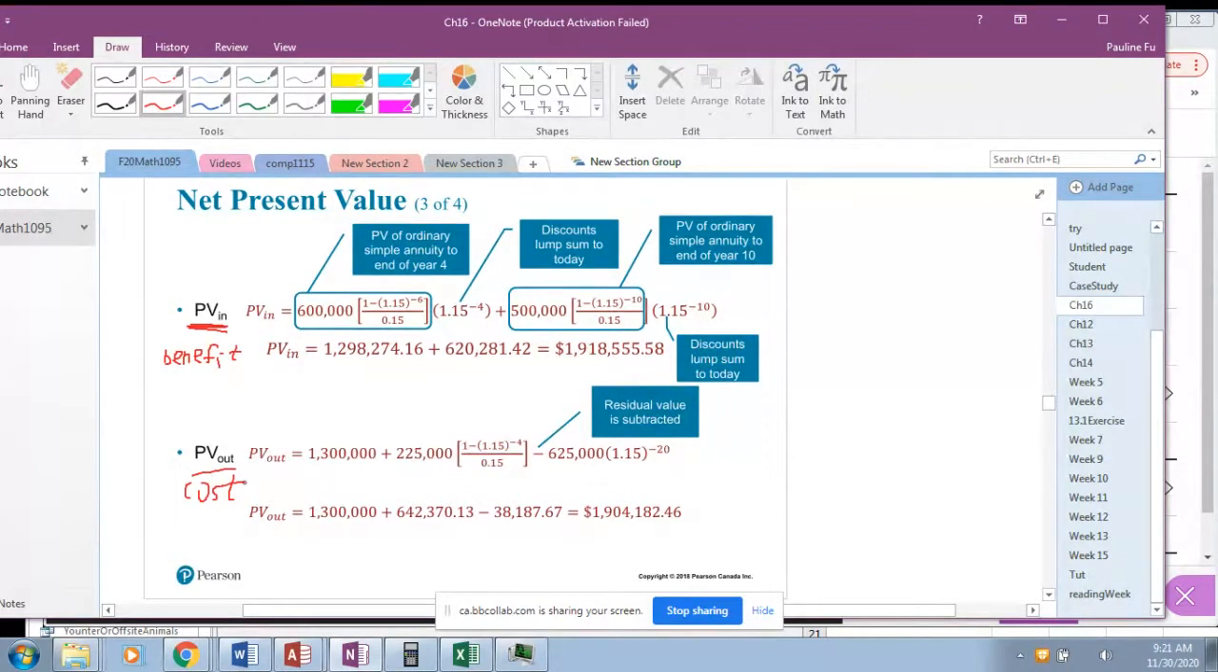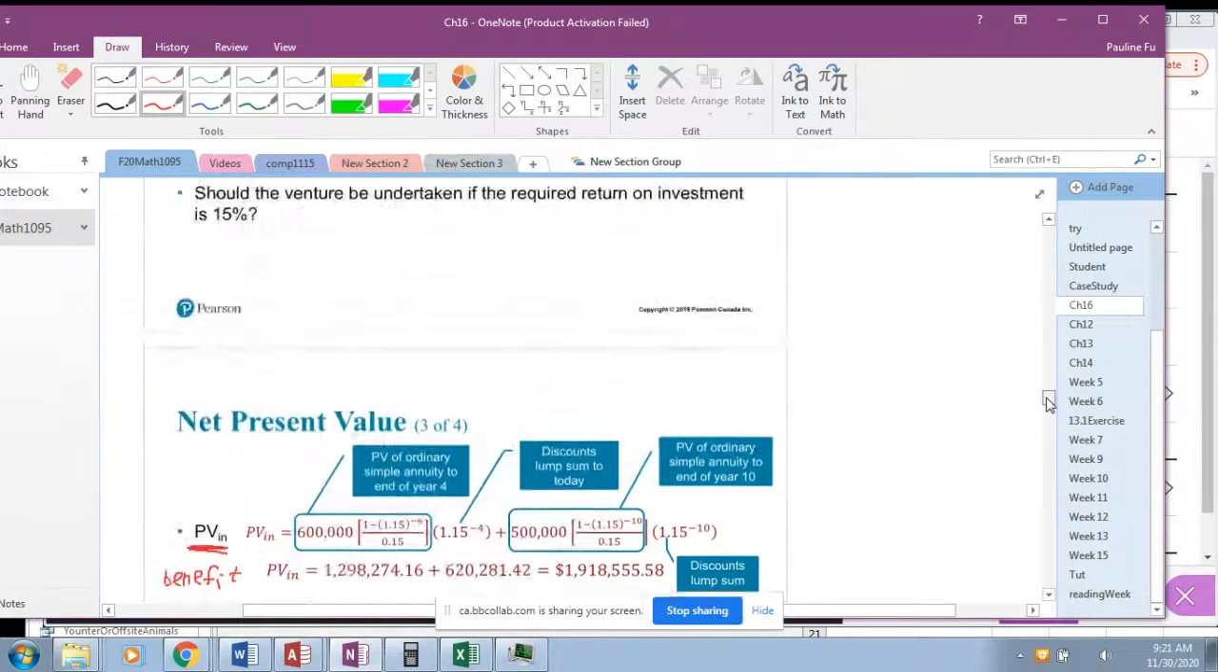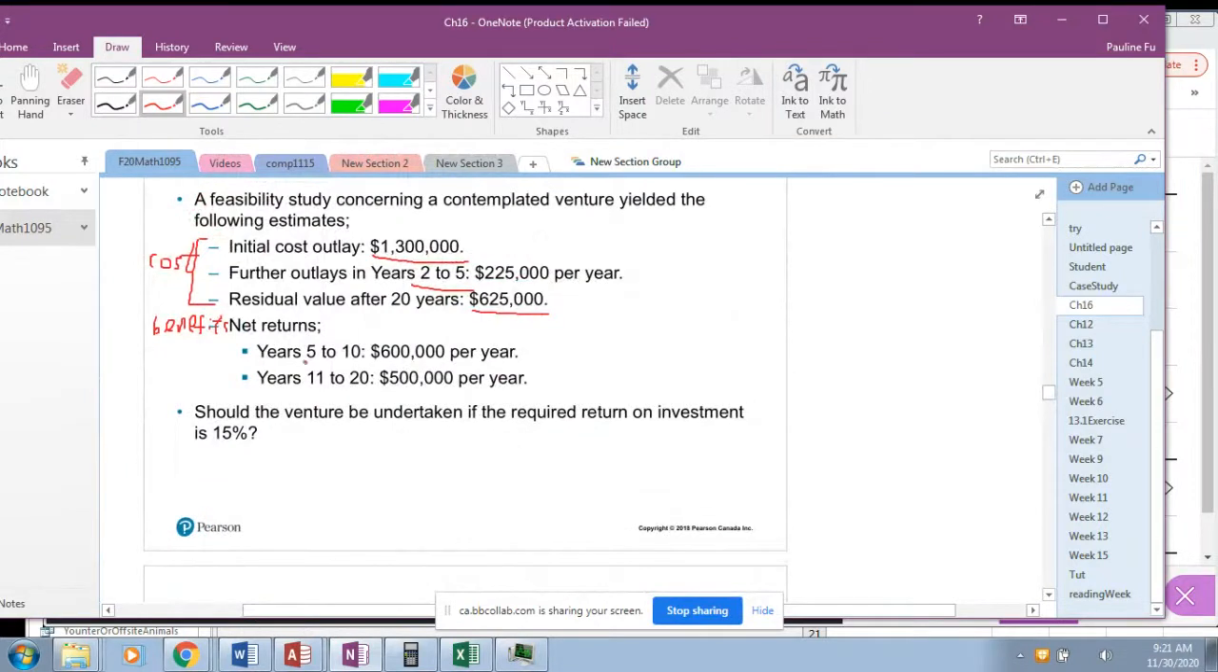What is the benefit? It is stated here. Benefits from year 5 to year 10 are 600,000 per year. This is an annuity. What is the present value of this annuity? Another benefit from year 11 to year 20 is 500,000 per year, also an annuity. What is the present value of this annuity? You add the two present values of these annuities, and you get the benefits.